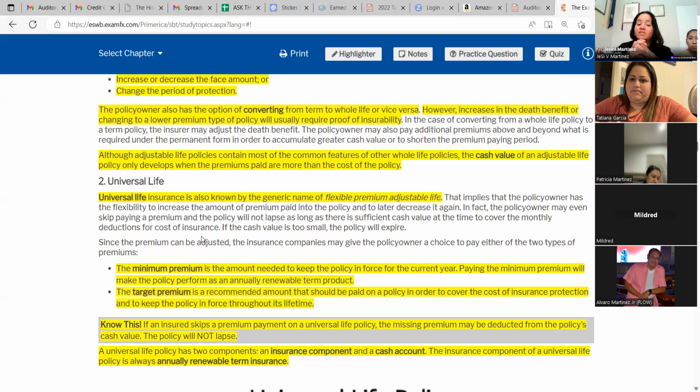Since the premiums can be adjusted, insurance companies may give the policy owner a choice to pay either of two types of premium. The minimum premium is the amount needed to keep the policy in force for the current year. Paying the minimum premium will make the policy perform as an annual renewable term product. So do you guys remember the annually renewable term product? It's from the term policies. It has no cash value.